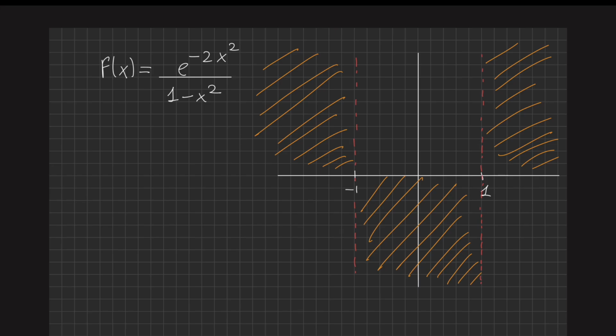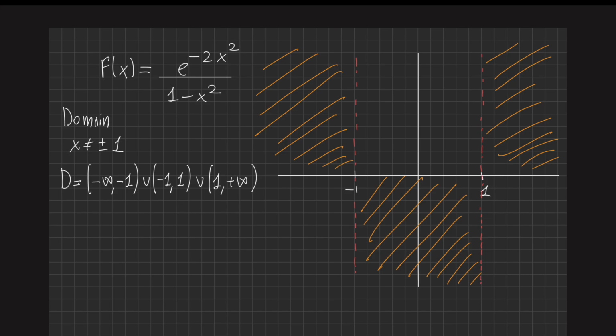The third step is to compute the limits at the extremes of the domain. What do I mean by that? Well, the domain of our function, we said before, is x different from plus and minus 1. Let's write it as a set. The set is the interval from minus infinity up until minus 1, union the interval from minus 1 to 1, union the interval from 1 to plus infinity.